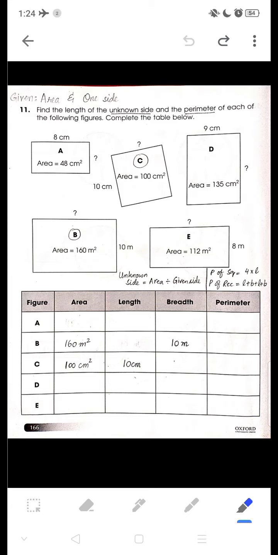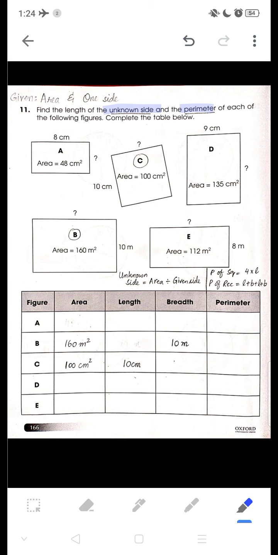Today we are going to revise page number 166 and 168. On this page, as you can see, we are going to revise chapter area and perimeter. The question here is: find the length of the unknown side and the perimeter of each of the following figures in this chapter, and we have to complete the table as well.